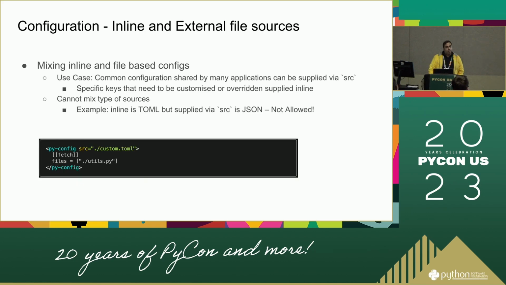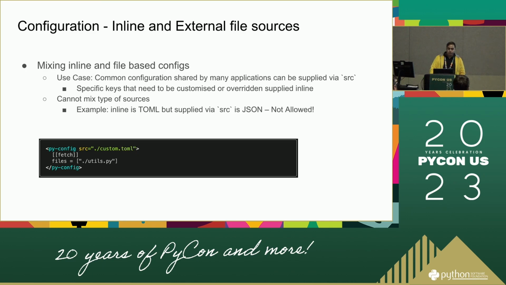So, like I said, you could supply both. For example, here, you have a configuration which is also inline, and you also have a source attribute. So using both of them. Now, what is the use case? You could imagine a common configuration which is shared by many applications, which can be supplied via your source attribute. But some specific keys could be overridden on a per project basis, right? And so this is how it is useful.